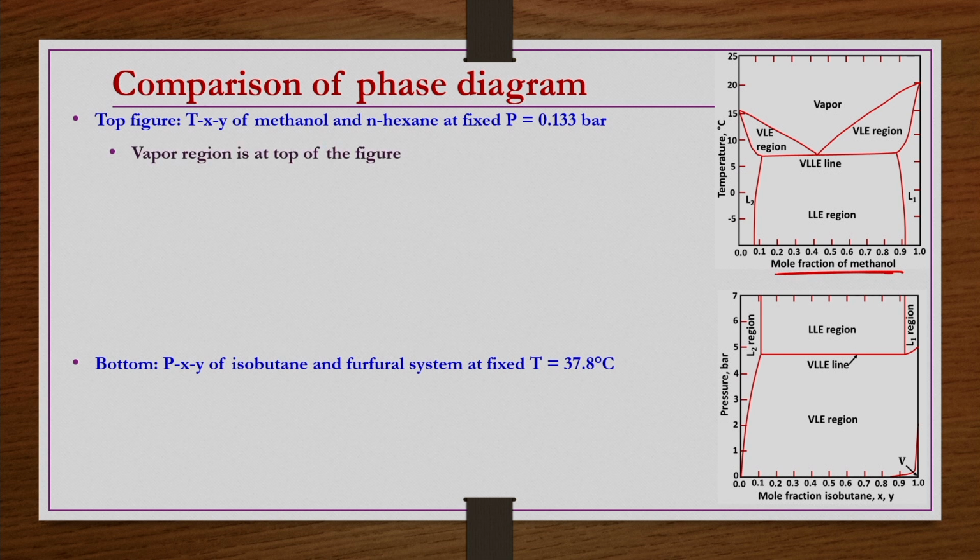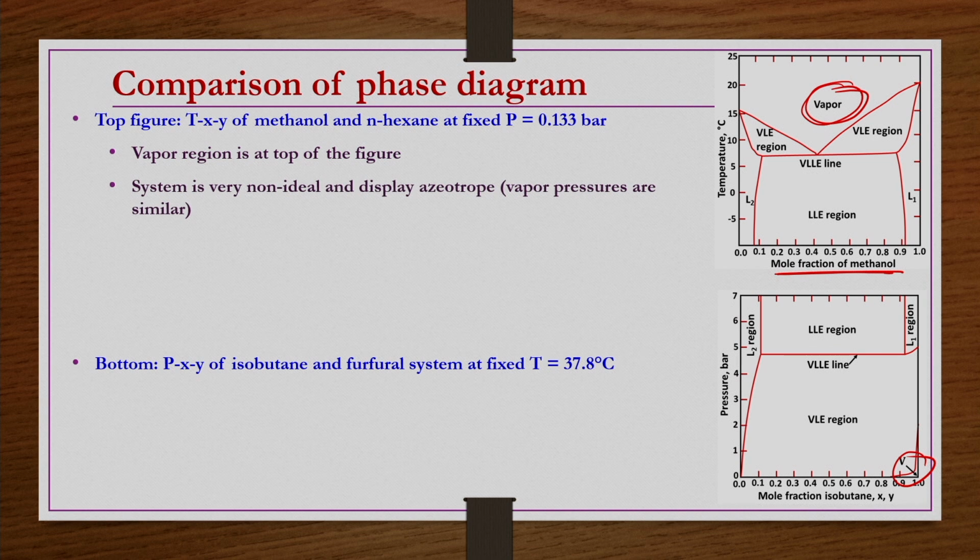In the TXY diagram, the vapor region is at the top of the figure, obviously, because this is TXY, whereas in the PXY diagram the vapor region is at the bottom, at the lower pressure side. The system in the TXY diagram is very non-ideal and displays an azeotrope, because the vapor pressures of methanol and N-hexane are almost close to each other. They are very similar to each other. That is the reason there is an azeotrope here.